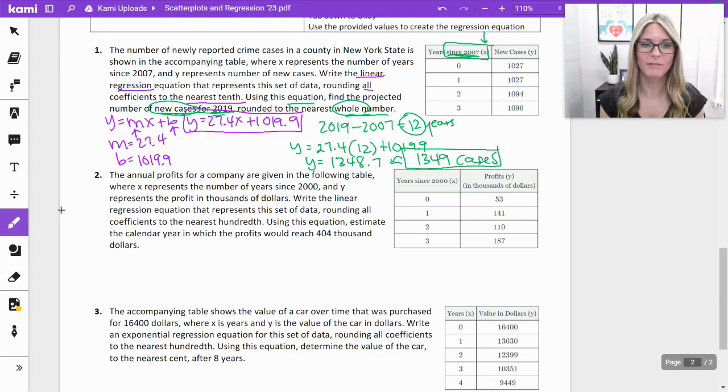Number 2, the annual profits for a company are given in the following table, where X represents the number of years since 2000, and Y represents the profit in thousands of dollars. Write the linear regression equation that represents this data set, so linear still, and rounding to the nearest hundredth. Hundredth is 2 decimal places, right? Right. All right, so let's grab the calculator, let's plug in the data, and we'll get that linear regression equation done, and then we'll look at part 2.